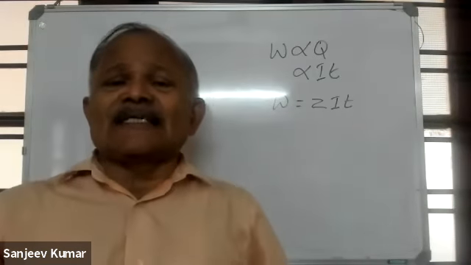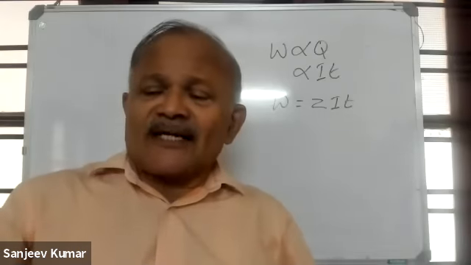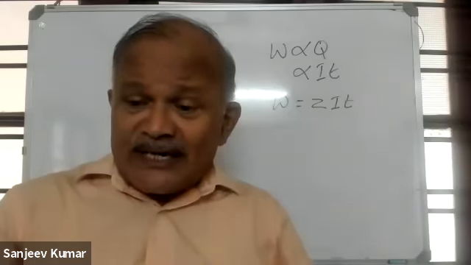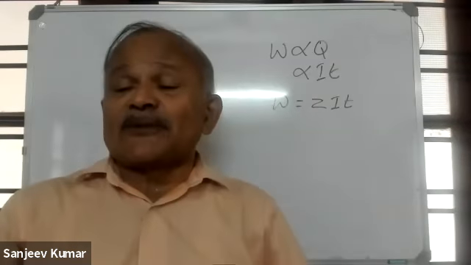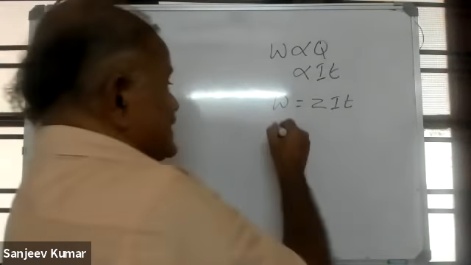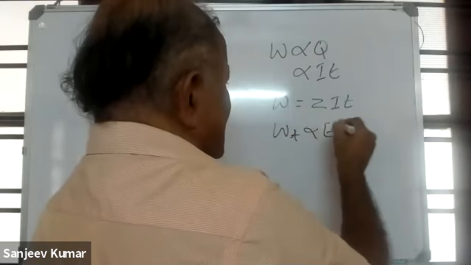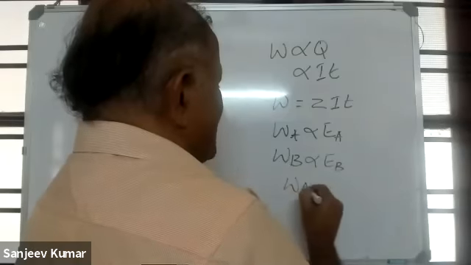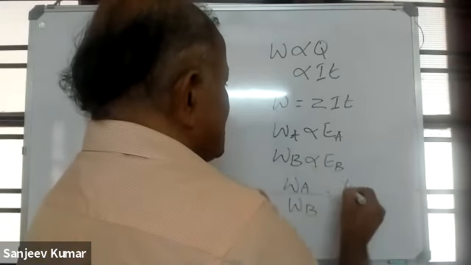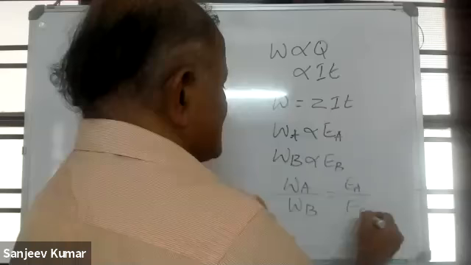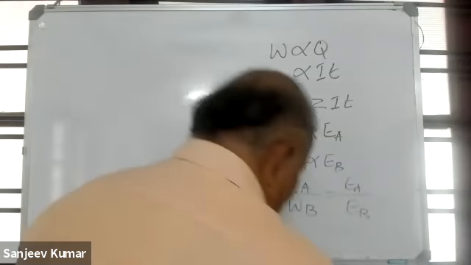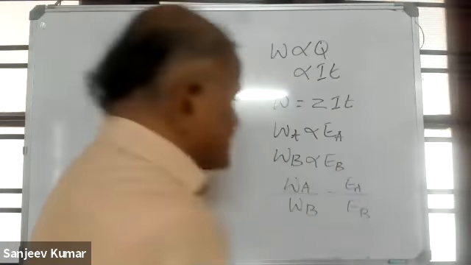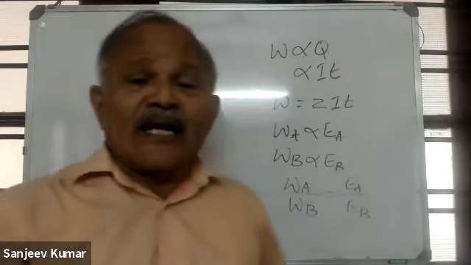The second law of Faraday states that when the same quantity of electricity is passed through different electrolytic solutions, the amount of substance deposited or liberated is directly proportional to their equivalent mass. That is, WA is proportional to EA, WB is proportional to EB, or WA by WB is equal to EA by EB. This is the second law of Faraday. And that is, the quantitative aspect of electrochemistry is given by these two laws, the first law of Faraday and the second law of Faraday.